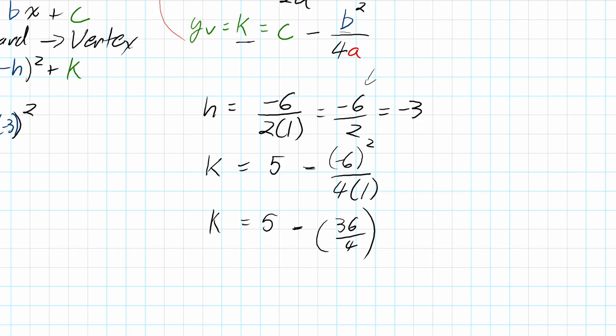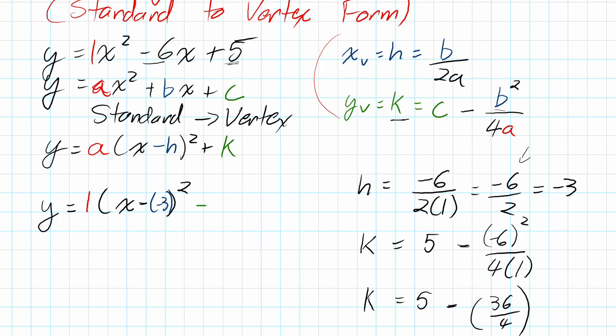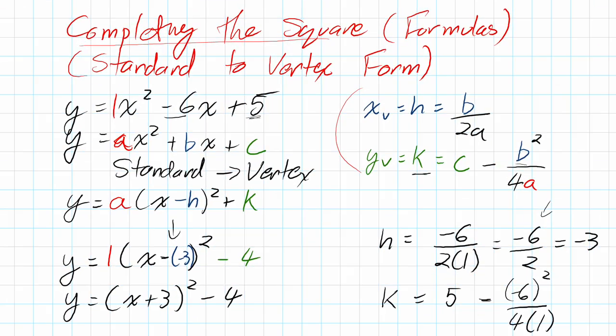5 subtract 9. So our k value is going to be negative 4. So when we jump back over here, we get minus 4 in this case. We'll simplify that because we have some extra operators there, but we'll go y is equal to, we no longer need the 1, (x plus 3) squared minus 4. That's it. That is our vertex form.